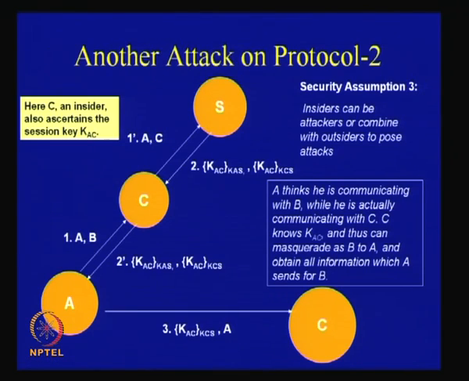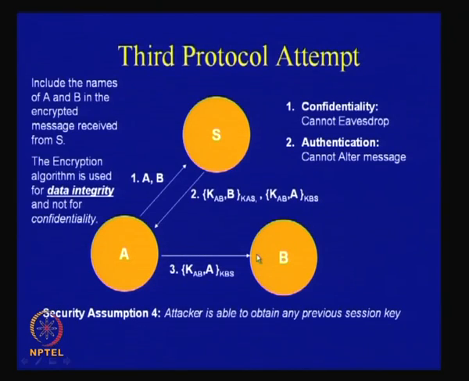So, what is the implication of these two protocol attacks? The implication is that we have to use the identifiers A and B inside the encrypted packets. The idea is that the encryption algorithm in this case has to be used for data integrity and not for confidentiality. Previously we used the encryption algorithm for confidentiality, that was the first step. But in this case, we are using the encryption algorithm for data integrity, because we want to convince B that it is actually communicating with A and I want to convince A that it is actually communicating with B, right.